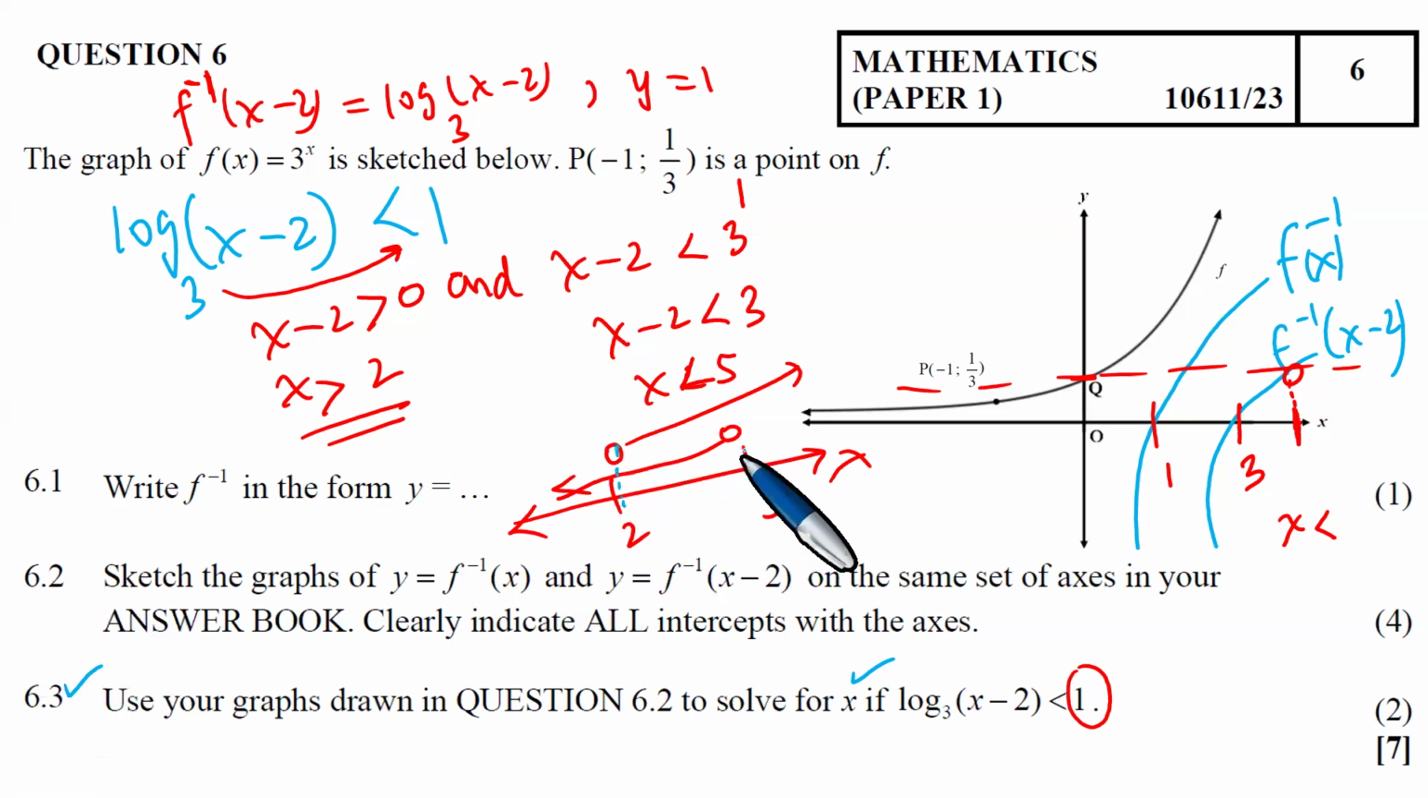And therefore, the answer will become what? The answer will become x between 2 and 5. X is between 2 and 5.